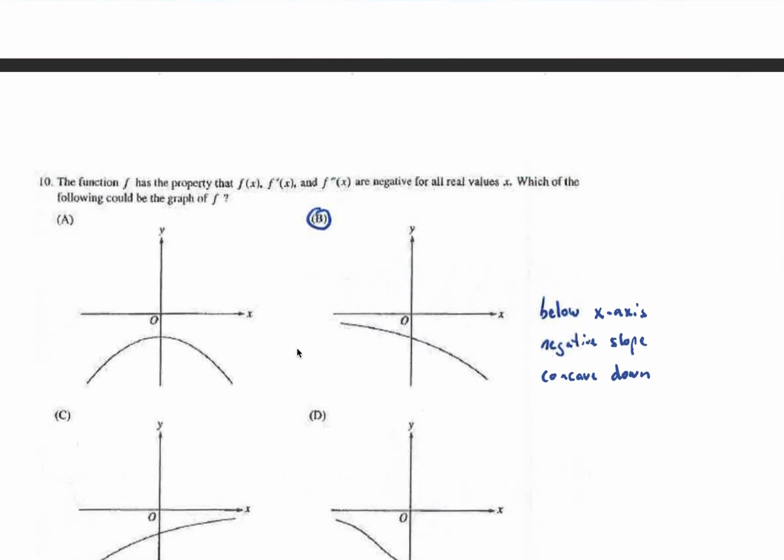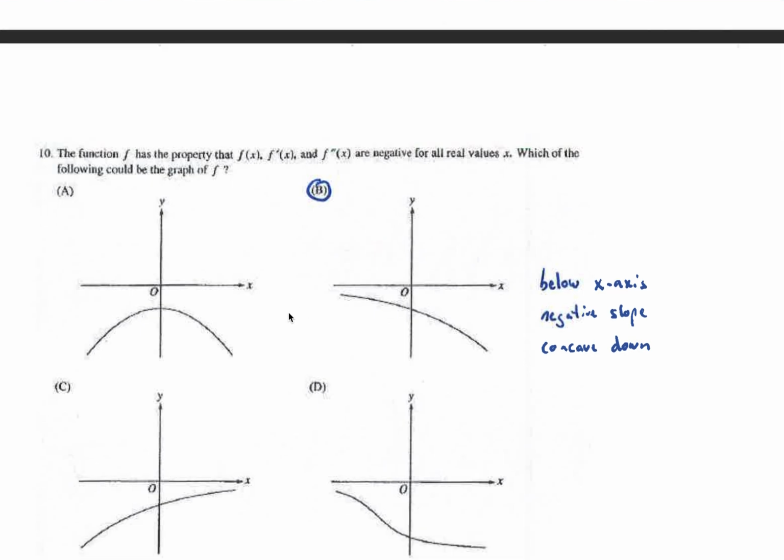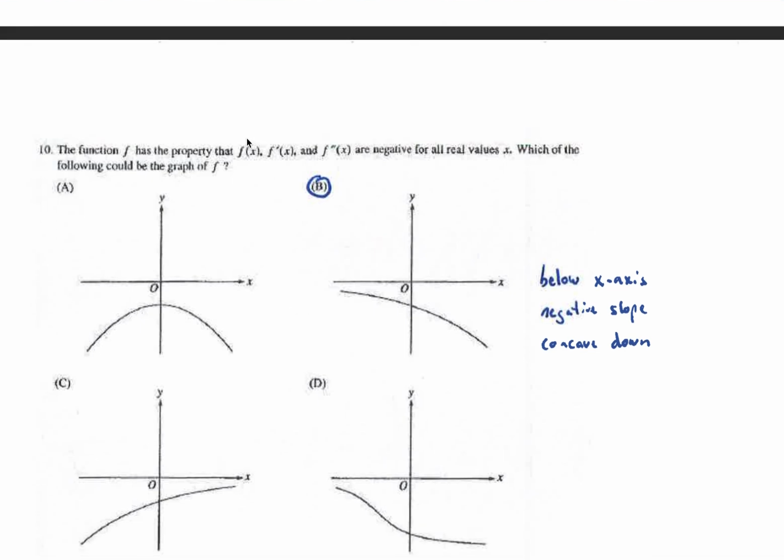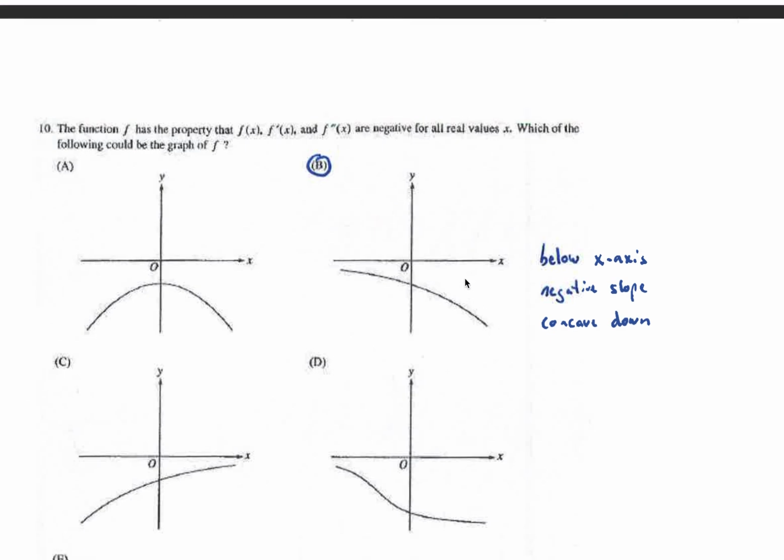All right, we want f prime and f double prime to be negative for all real values. So the derivative is negative, so it's got to have a negative slope. And the second derivative has got to be negative, so it's concave down, or it's got a bigger and bigger negative slope, right? The slope is decreasing, which is b.